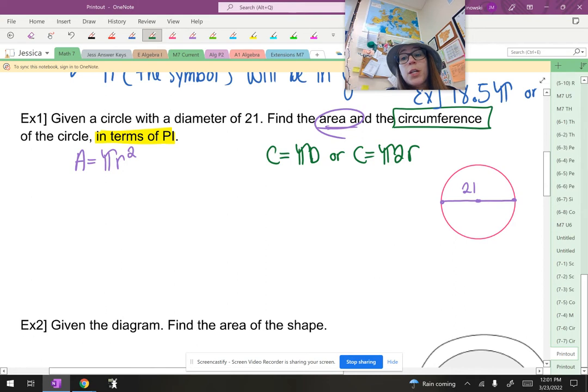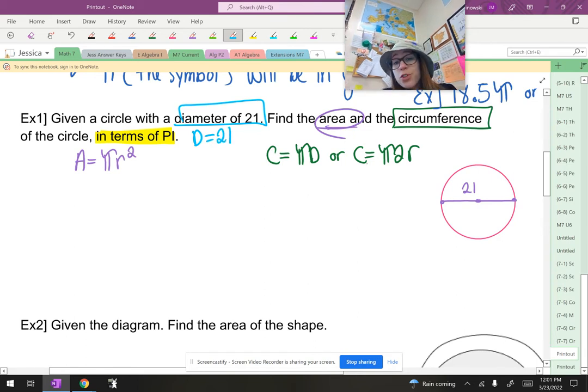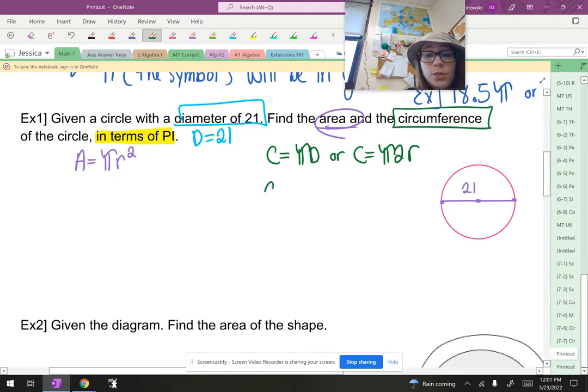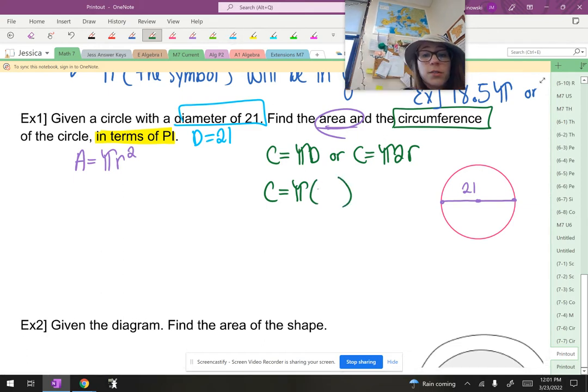So with the information that I have, remember, I'm given the diameter. They gave me the diameter of 21. D is equal to 21, which means which circumference formula would be a little bit easier to use? If I have the D, circumference equals pi times D would be a little bit easier to use. So that's what I'm going to use. So C is equal to pi times my diameter, which we decided was 21.